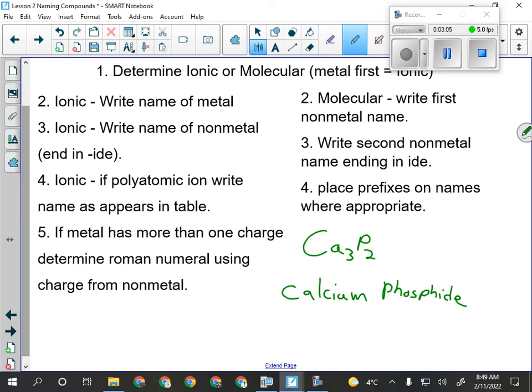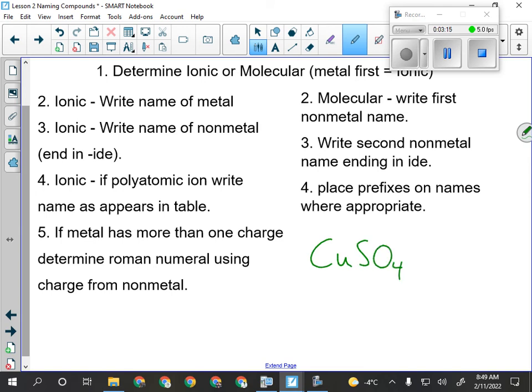If I got, let's say, this one instead, I'd probably be looking at all of the rules. So first off, go back to step one. Is this ionic or molecular? It's ionic. Copper is a metal. Write the name of the metal, so I'll write copper. Write the name of the nonmetal. I don't have a nonmetal. I have a polyatomic ion.